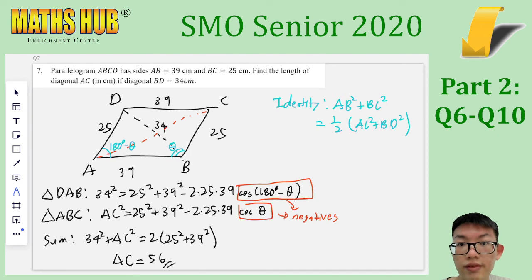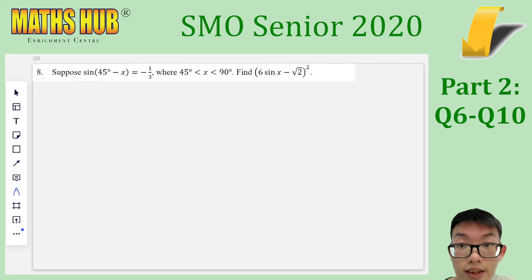Let's move on to question 8. Suppose that sine of 45 degrees minus x is minus 1/3, where x is between 45 degrees and 90 degrees. Find the square of 6 sine x minus square root 2.